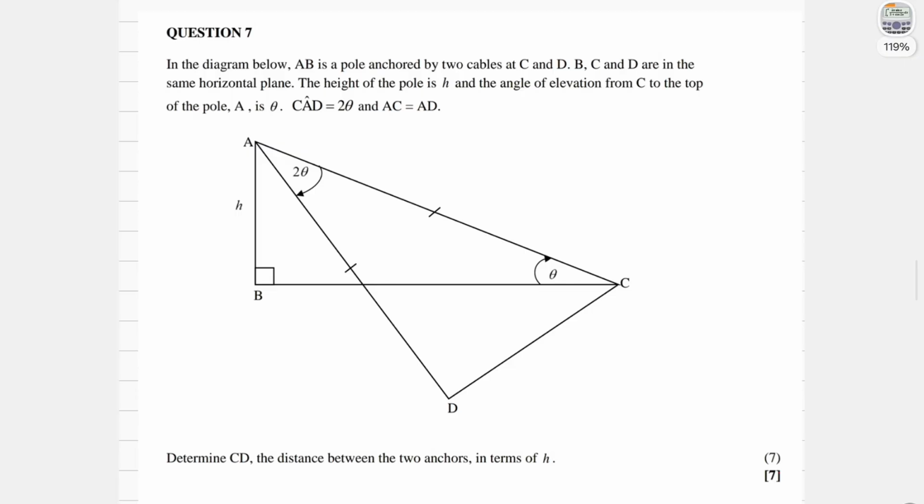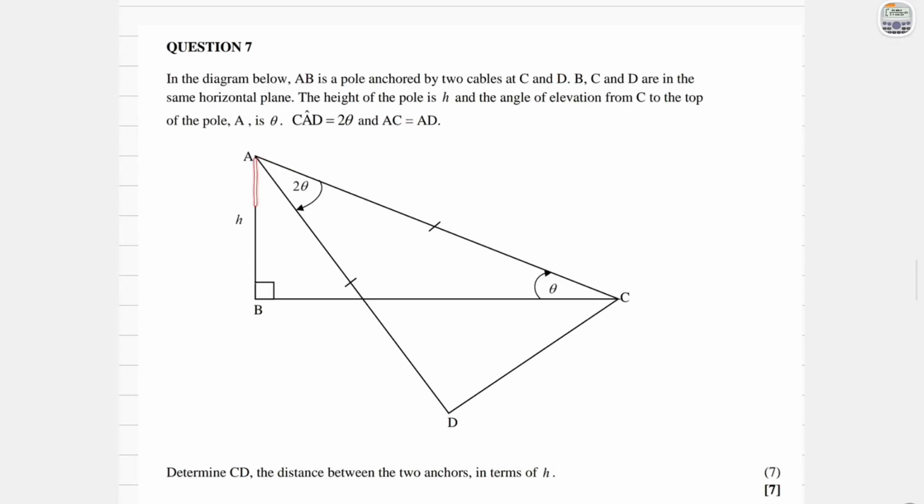Question 7 says, in the diagram below, AB is a pole anchored by 2 cables at C and D. B, C, and D are in the same horizontal plane. So those are just the ground. Like you could have people on the ground there. You see that is the floor. And so this is the cable connected to the ground there and the ground there.